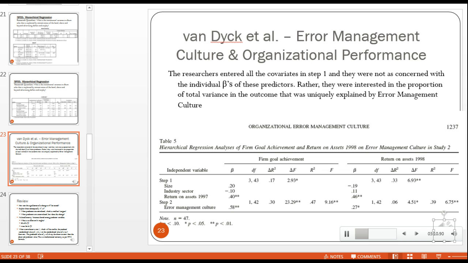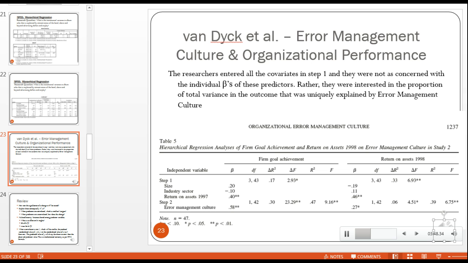So the authors, again, had two DVs, and we can see them across the top of this table. You can see firm goal achievement and return on assets in 1998. Those are the two DVs that they were trying to predict. You can see that they used step 1 and step 2. So they refer to the blocks as steps in their table, as you can see on the far left column. And they had a few predictors, or I'm sorry, covariates that they were looking at.